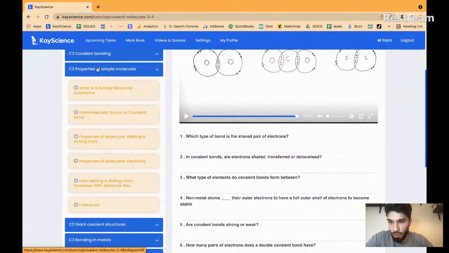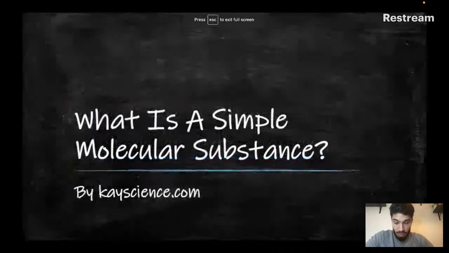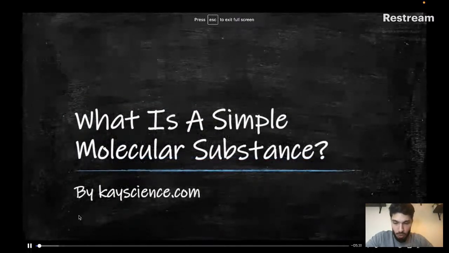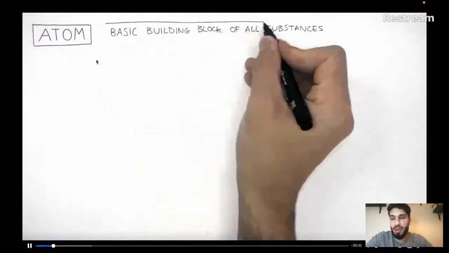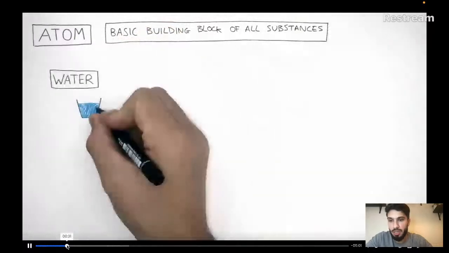Properties of simple molecules. What is a simple molecular substance? This forms the foundation of understanding covalent bonding. A very important question. All of you need to be able to understand this. So let's just start off with an atom. An atom is the basic building block of all substances, okay?